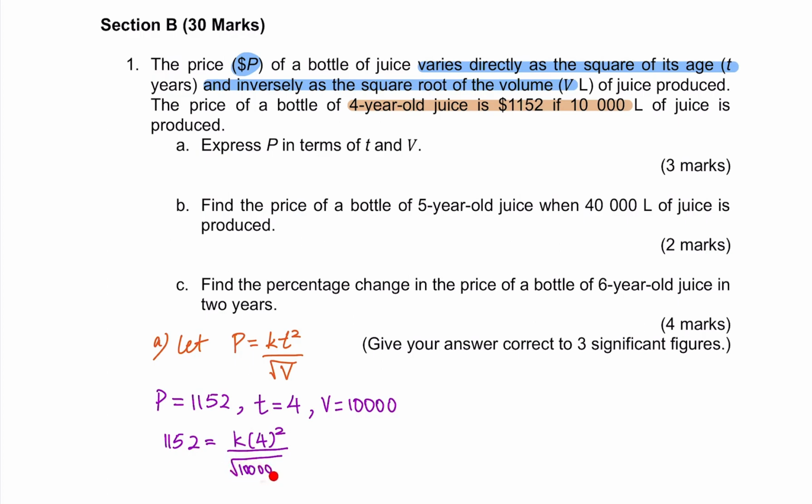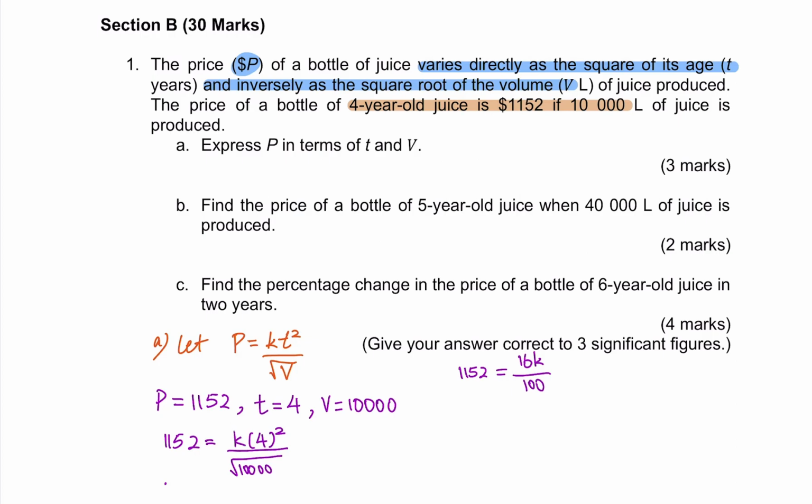Now what can we do next? You can try to see if any of these can be calculated. For example, this one, square root of 10,000. If you click it in the calculator, you will get 100. How about upstairs? 4 squared means 16, so 16k there, and downstairs it will be 100. Now you have to find the k.